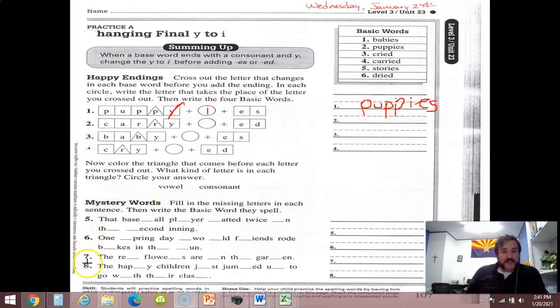Now, in numbers 5, 6, 7, and 8, you got to fill in the letters that are missing in the words. And I think you can probably figure it out, okay? That baseball player, missing the A here, so I had A, batted twice in the second inning. Sorry, that's a bad S. But you can see that this actually spells a word.